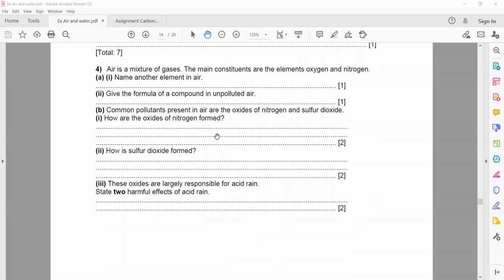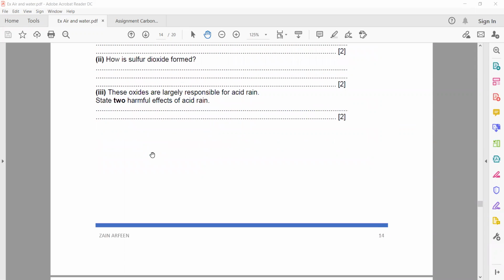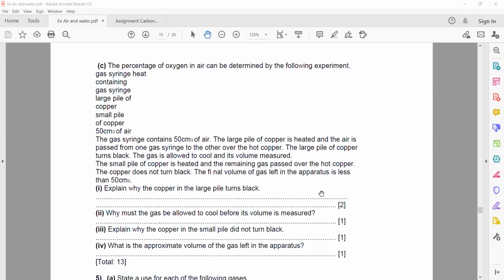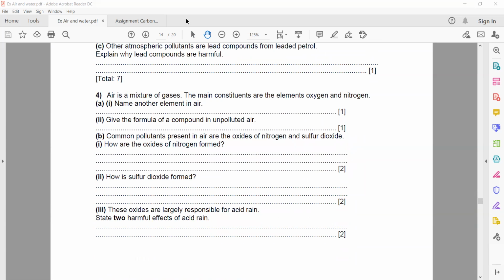Question 4. Any doubt in question 4? Question 4, C4. Okay, this one. So I will do 4A2. Look, air is a mixture of the gases. The main constituents are the elements oxygen and nitrogen. Name another element. So another element is argon.